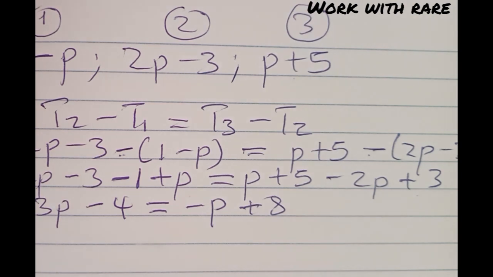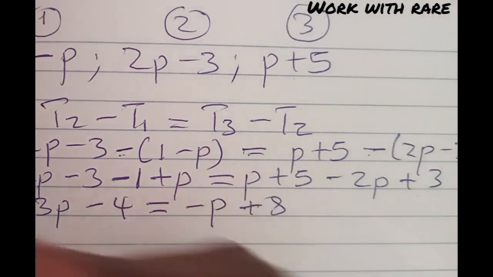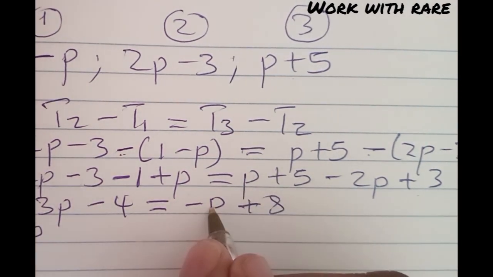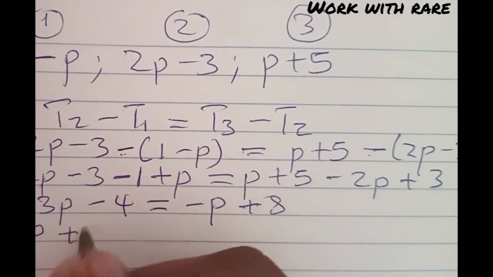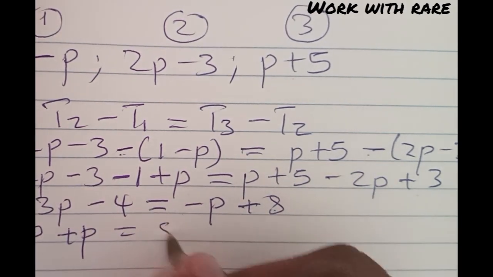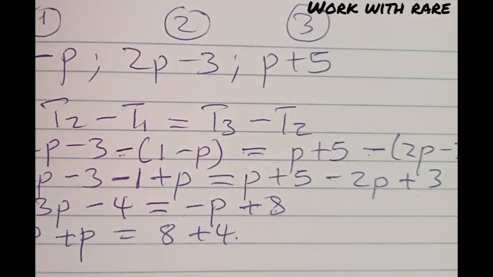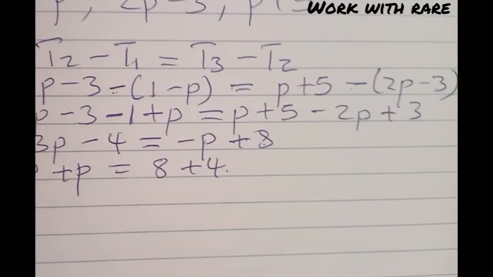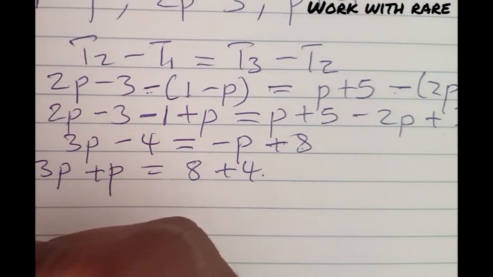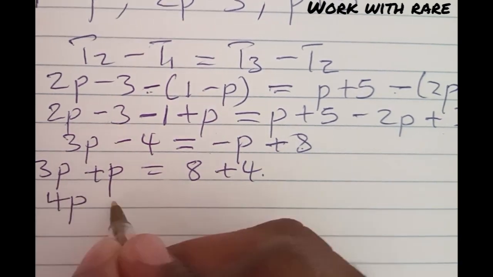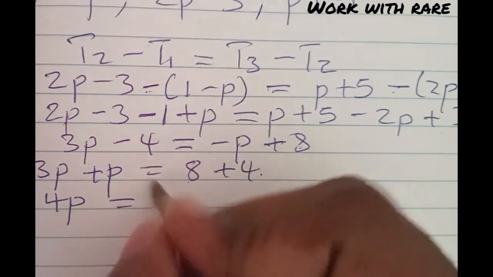Now it's time to combine the like terms. For the ones with P, I'll put them on my left hand side. For the ones with just a number, I'll put them on my right hand side. So here I have 3P. If I take that P to the left hand side, it will be plus because it will change the sign, you see. And here I have positive 8. If I take 4 to the right hand side, it will change the sign, so here I'll have positive 4. So 3P plus P is 4P. So here we have 4P is equals 8 plus 4, it's 12.